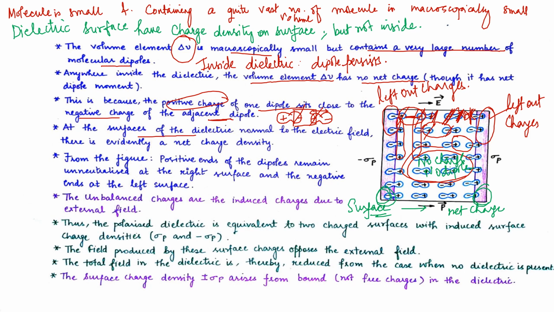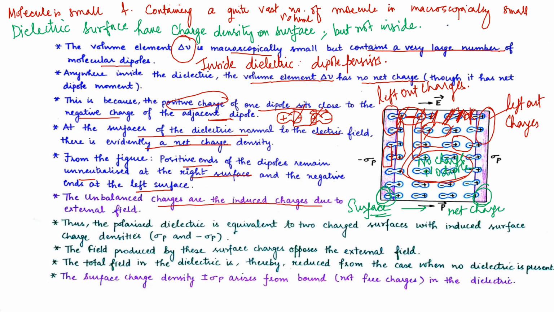At the surface of the dielectric normal to the electric field, there is evidently a net charge density because these charges do not get cancelled out with any other charge. From the figure, positive ends of the dipoles remain unneutralized at the right surface and negative ends at the left surface. We have already learnt and explained the figure. The unbalanced charges are the induced charges due to the external field.